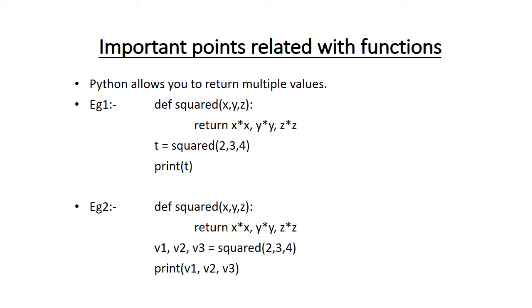The same example written in a different manner, that is example number 2. Again the same function: define squared of x, y, z, return x into x, y into y, z into z. But here instead of just one variable, we are using three variables. V1, V2, V3 is equal to squared of 2, 3, 4. What's the meaning of that? V1 is equal to square of 2, V2 is equal to square of 3, and V3 is equal to square of 4. Now print V1, V2, V3. You will get the same result.